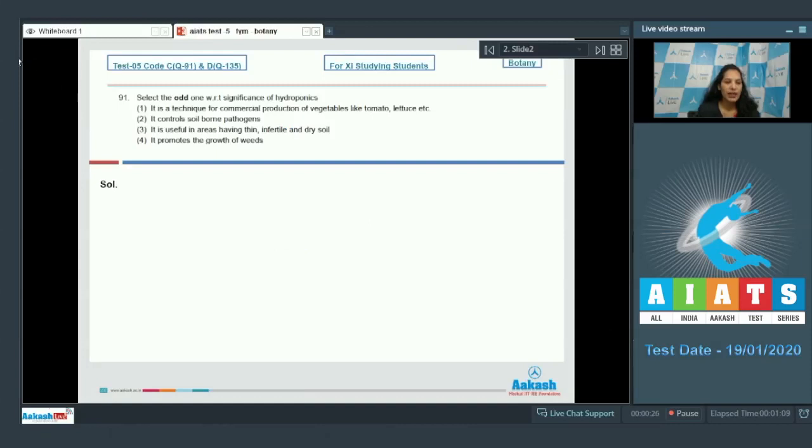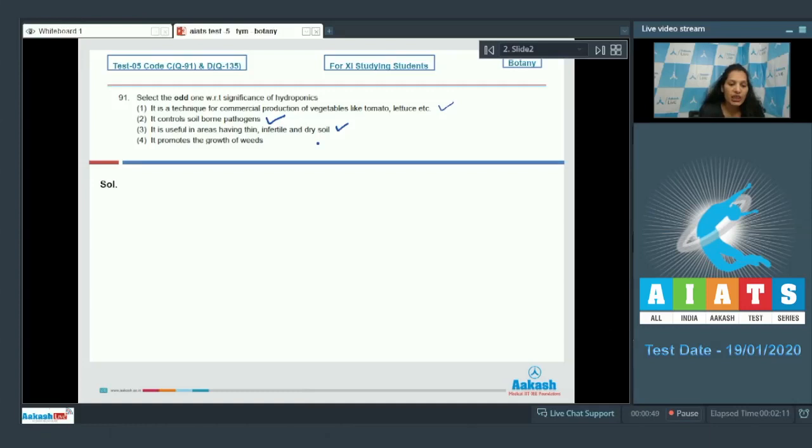Question number 91, select the odd one with respect to the significance of hydroponics. What is hydroponics? Hydroponics is soil-free culture of plants. So it's a technique for commercial production of vegetables like tomato, lettuce, etc. True. It controls soil-borne pathogens. True. It is useful in areas having thin, infertile and dry soil. It is also true because it is soil-free culture.